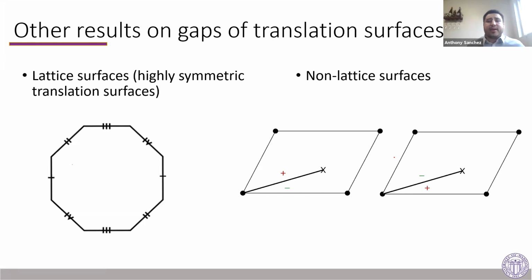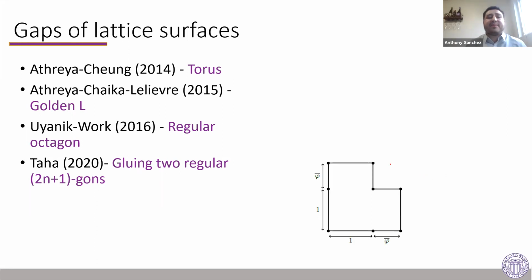Are there any other further questions? If not, then I'll survey what we know about gaps in the context of translation surfaces now. I'm not going to split this up chronologically. I'm going to break it up essentially into 2 parts. One, the lattice surface case, highly symmetric translation surfaces, ones that have lots of symmetries, like the regular octagon or the torus, and then non-lattice surfaces that don't have a lot of symmetries, like double slit tori.